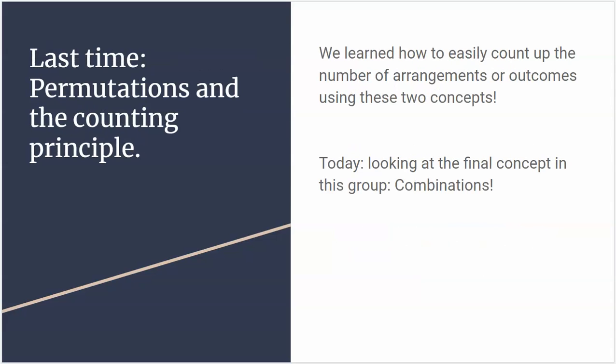All right, last time we did the permutations and counting principle, which helps us to count the number of arrangements or outcomes, specifically when order matters. Today we're going to talk about the other concept in this group, combinations. You've probably heard of these before if you've heard of the other two, but we're going to look at what makes this a little different from the other two and how it helps us count the cases that we need. So let's get to the definition.